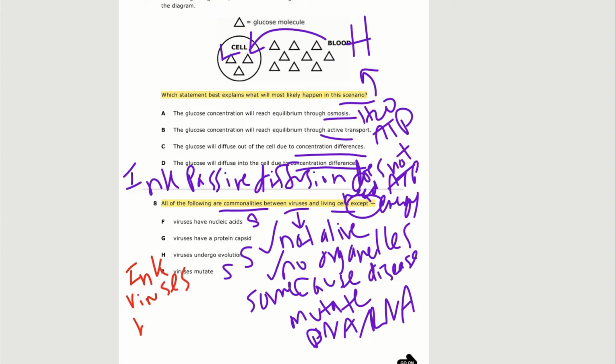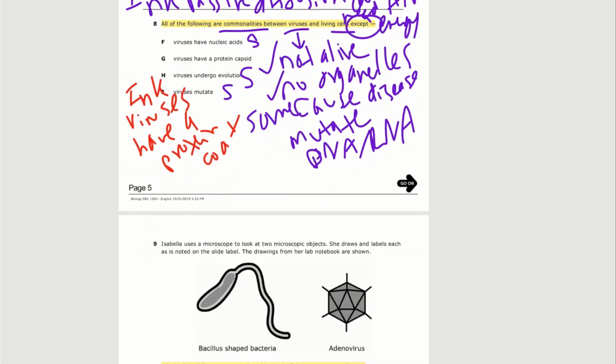I now know viruses have a protein coat. And we don't. The protein coat protects the viruses, guys. Shame on you, though, too. Even if you didn't know much about viruses, you should have known that we have nucleic acids. We undergo evolution and we mutate. Protein capsid, you know protein, but a capsid, what? That one should have been the answer to you.